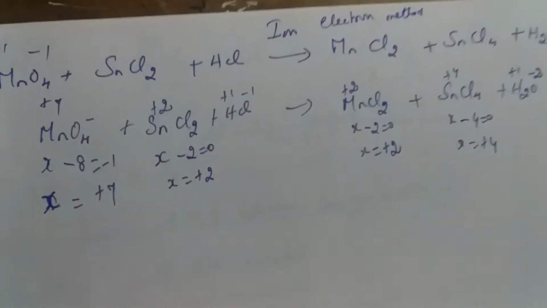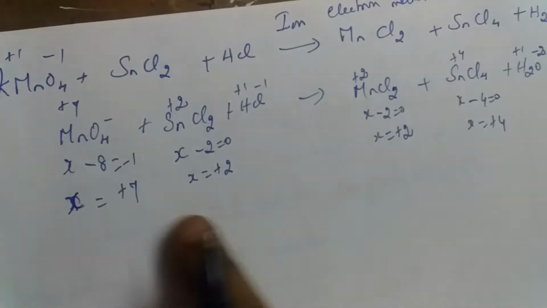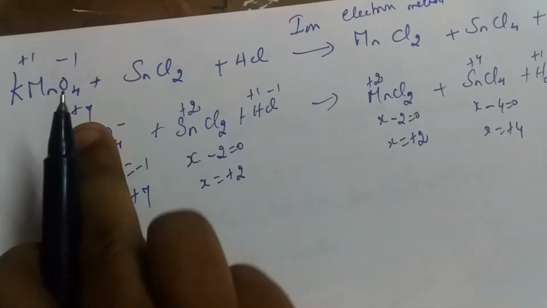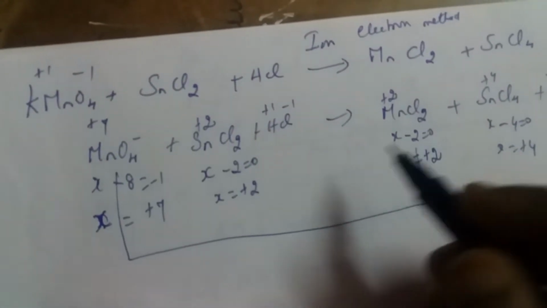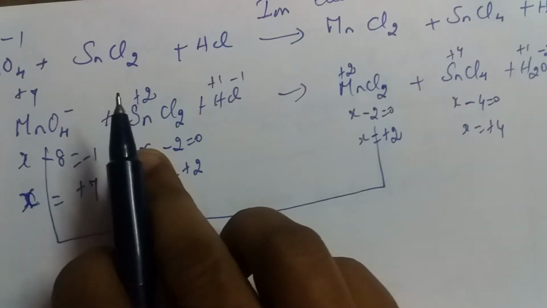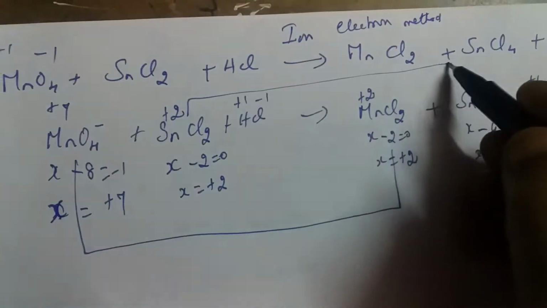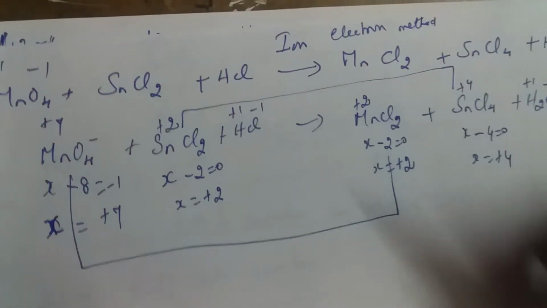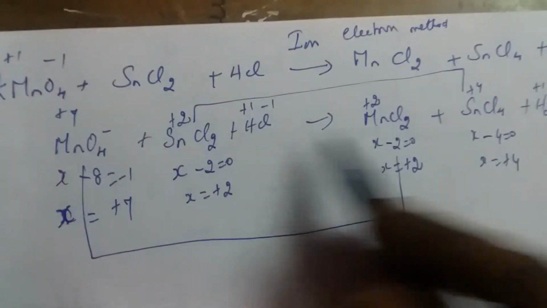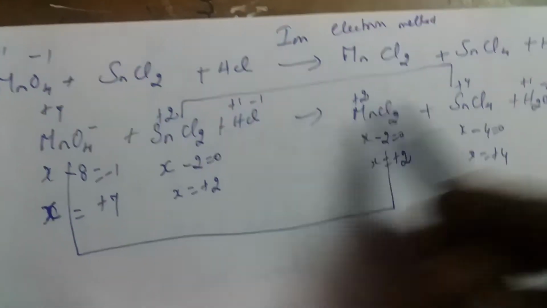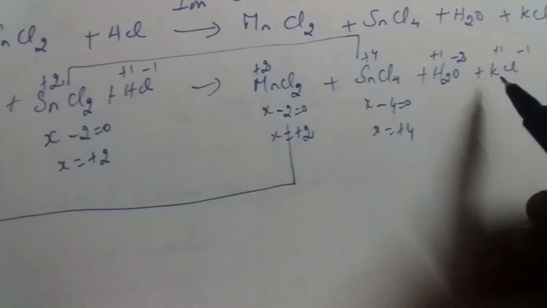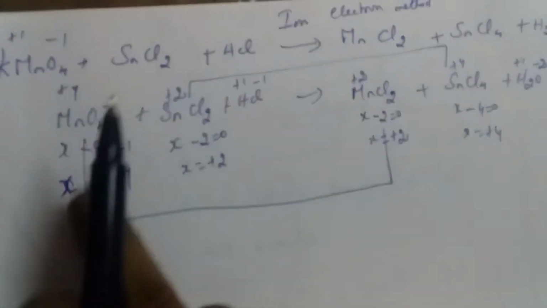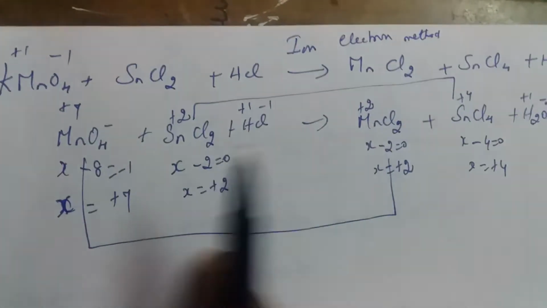Then you find which ones undergo a change in oxidation state. Here manganese goes from +7 to +2, therefore this one will undergo variation. And stannous goes from +2 to +4. H plus, chlorine, potassium K plus, all these have the same oxidation number. Only manganese and stannous undergo changes. Therefore you have to mark these two.